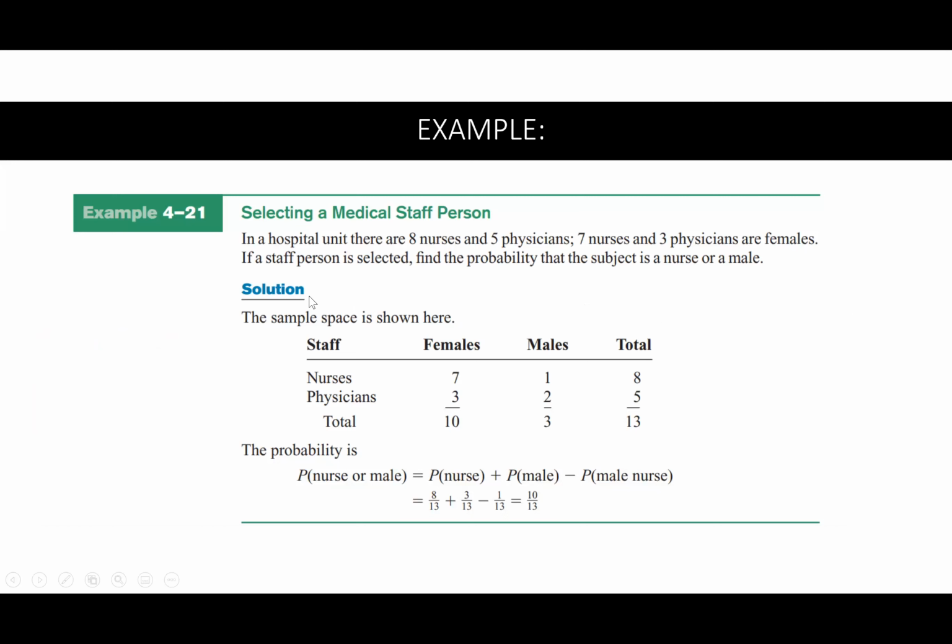In a hospital unit, there are 8 nurses and 5 physicians. 7 nurses and 3 physicians are female. If a staff person is selected, find the probability that the subject is a nurse or a male. So the solution is that the sample space is shown: the staff nurses, 7 females, 1 male, total 8; physicians, 3 females, 2 males, total 5. So by applying that formula, the probability of nurse or male is equal to P(nurse) plus P(male) minus P(male nurse). So by addition and then subtraction, we find it.